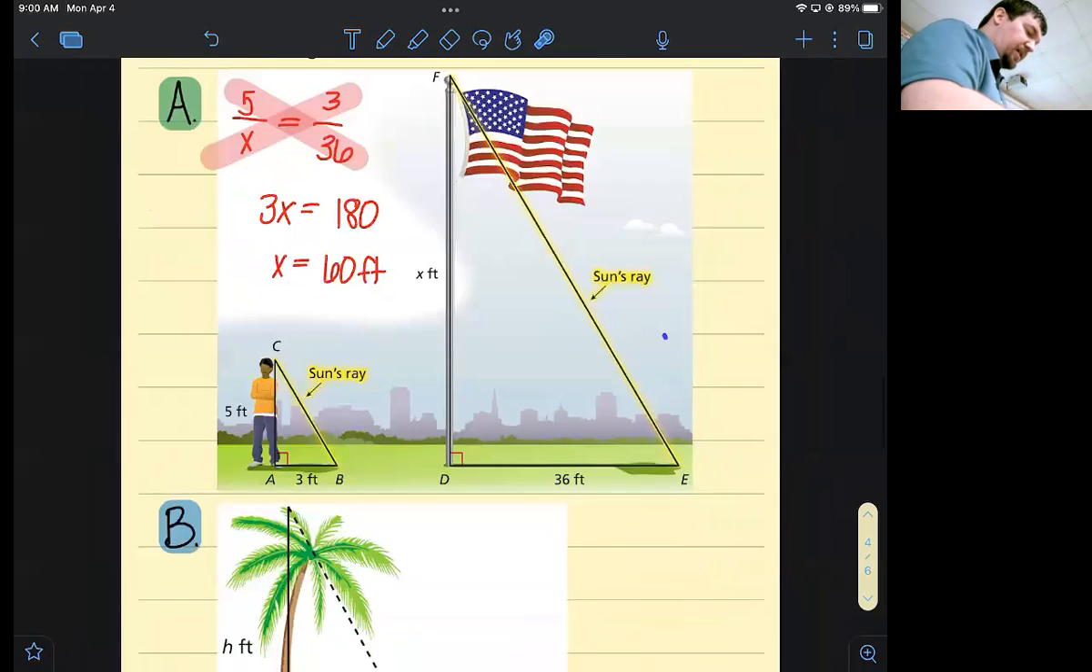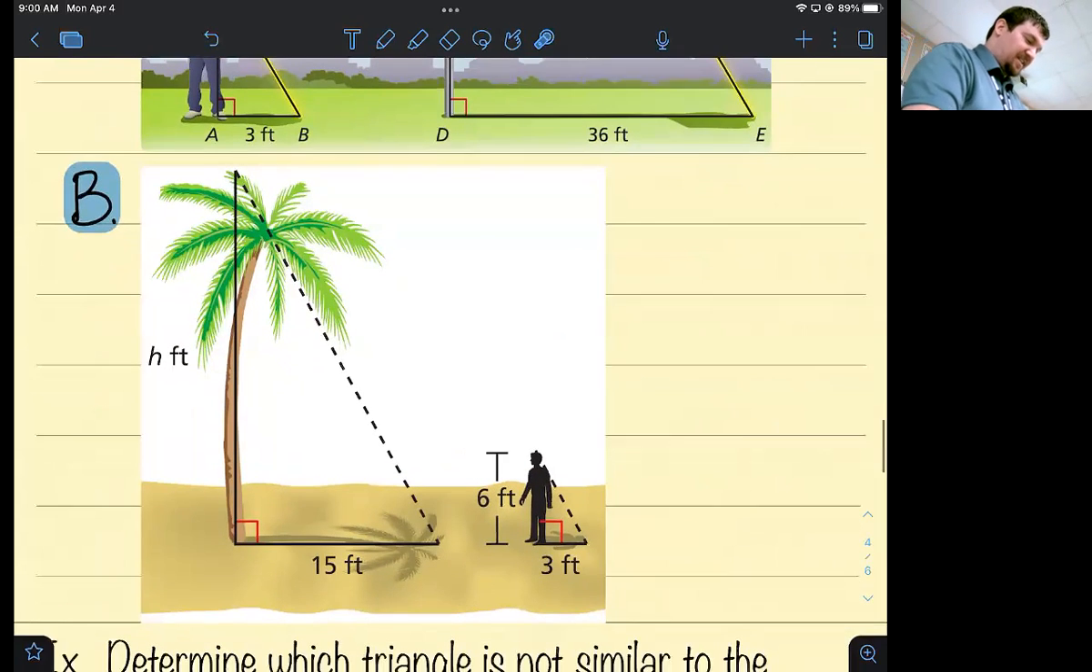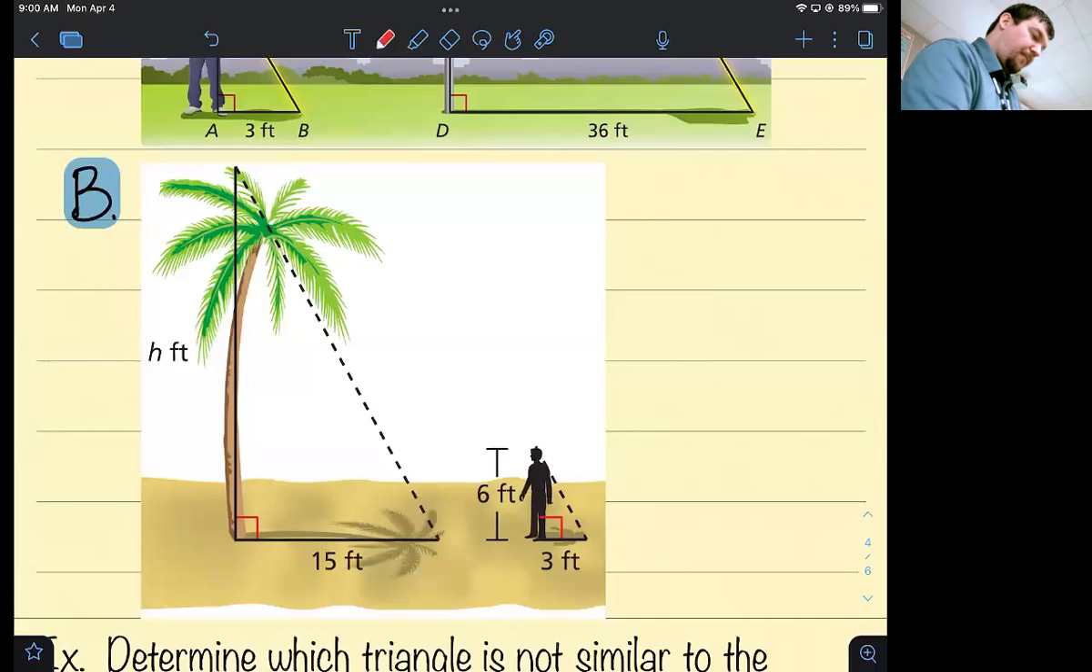Okay, let's do this one here. Oh, it's Parker's problem. Still stuck in California. All right, so let's start with H. H is the height of the palm tree. What's the height of the person? 6. Okay, go back to the palm tree. What's its shadow length? 15. What's the shadow of the person? 3.